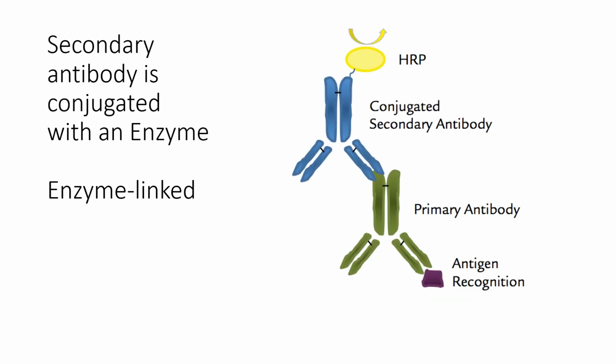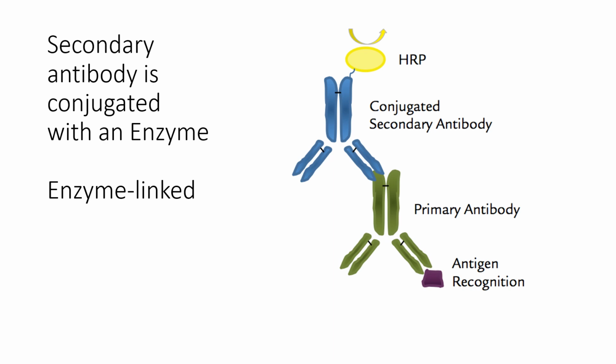This secondary antibody, right here, this blue one, which in our picture was made from a goat, is conjugated to an enzyme. In this case, horseradish peroxidase. This is very typical to use, especially in teaching labs. It's a very easy enzyme to work with. And so this secondary antibody is linked to an enzyme. That's the enzyme linked part. Enzyme linked to the secondary antibody. This is going to increase our specificity.